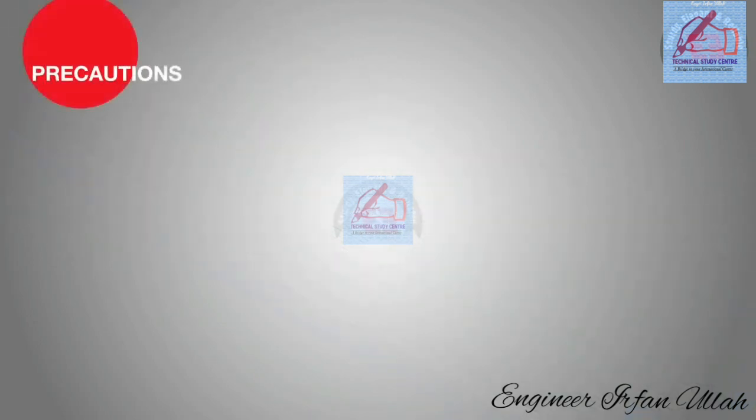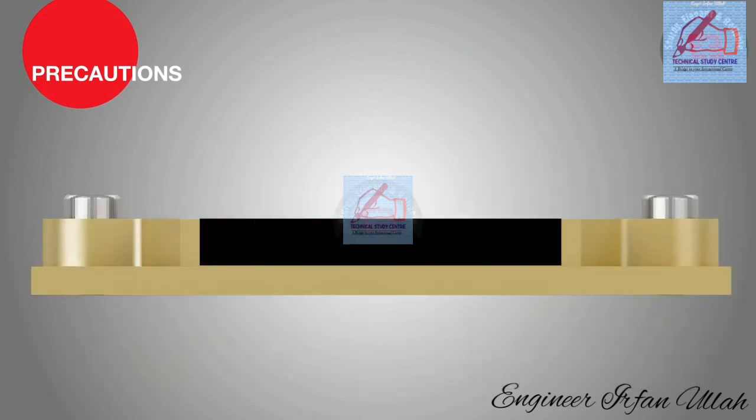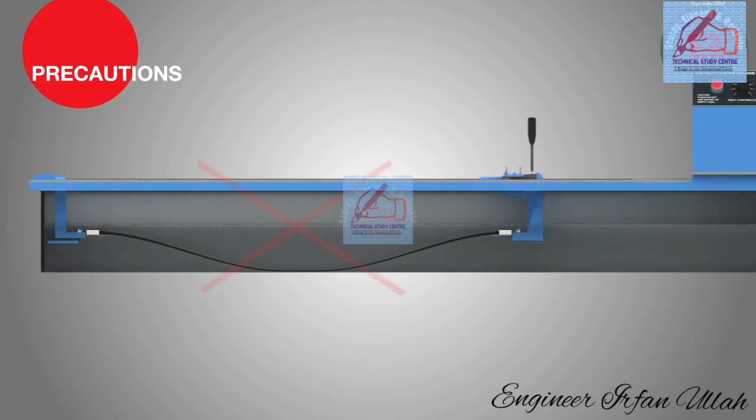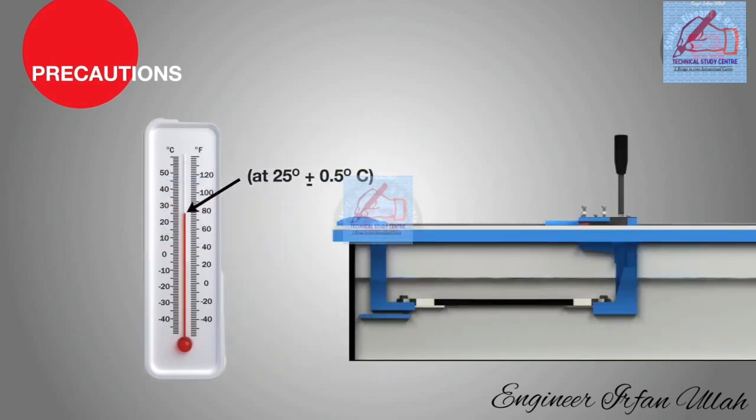Precautions: the test temperature and pouring temperature should be strictly adhered to. Minimum width at the cross section of the sample should be 10 mm by 10 mm. The stretching thread should not touch the bottom of the ductility machine. The test temperature 25 degrees Celsius plus or minus 0.5 degrees Celsius and rate of pulling 50 mm per minute plus or minus 2.5 mm per minute.